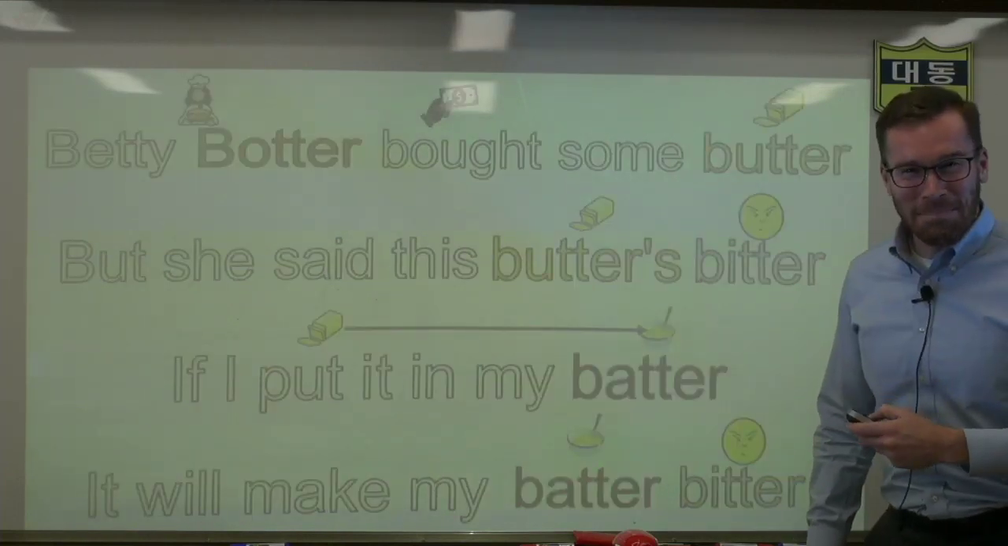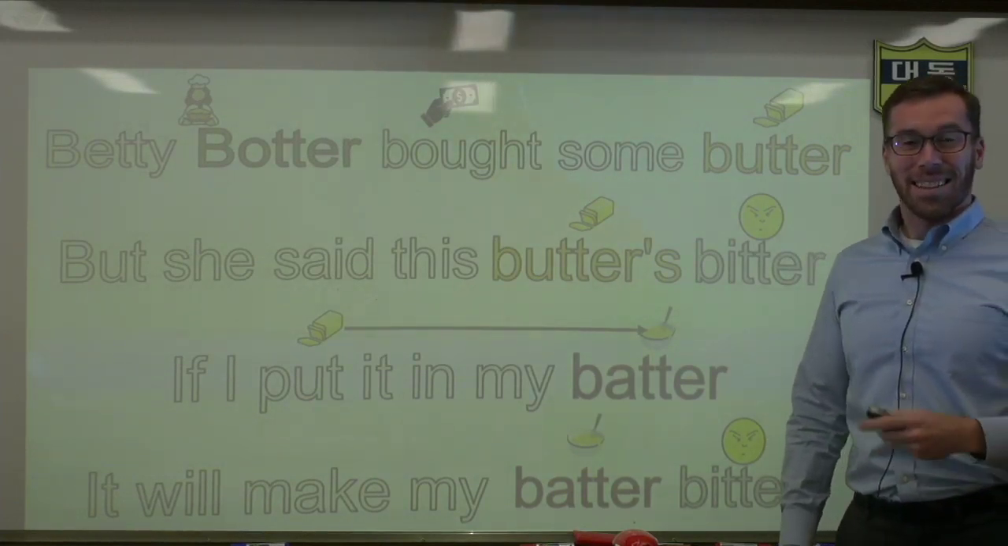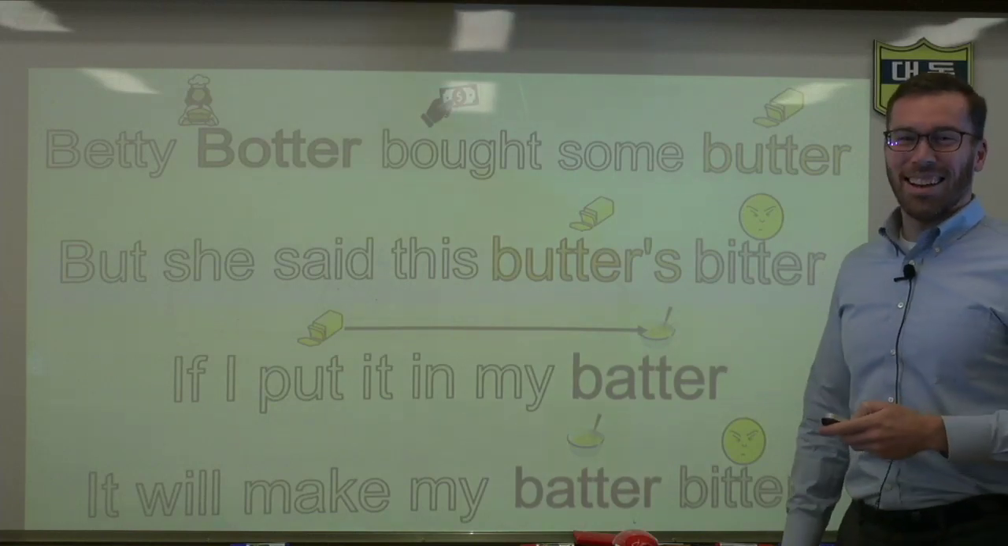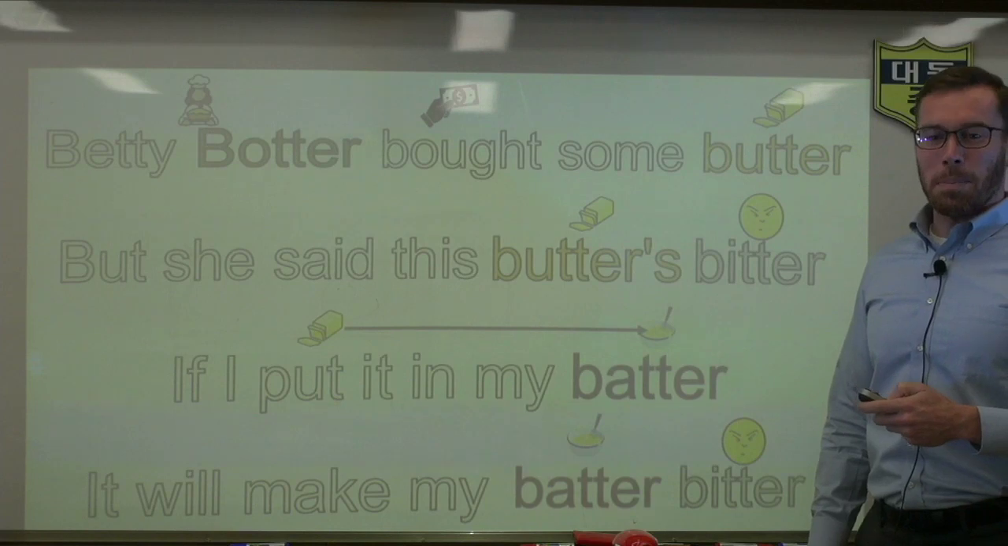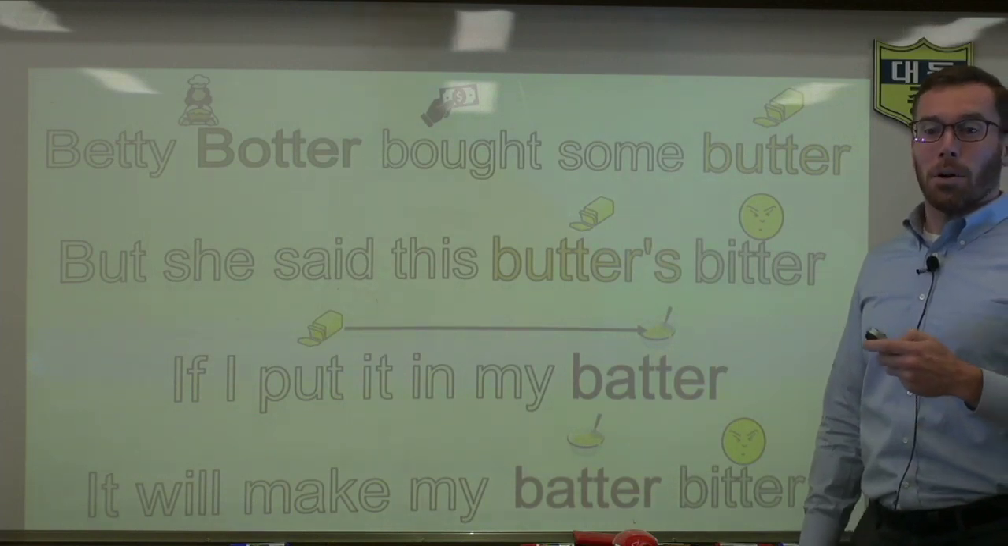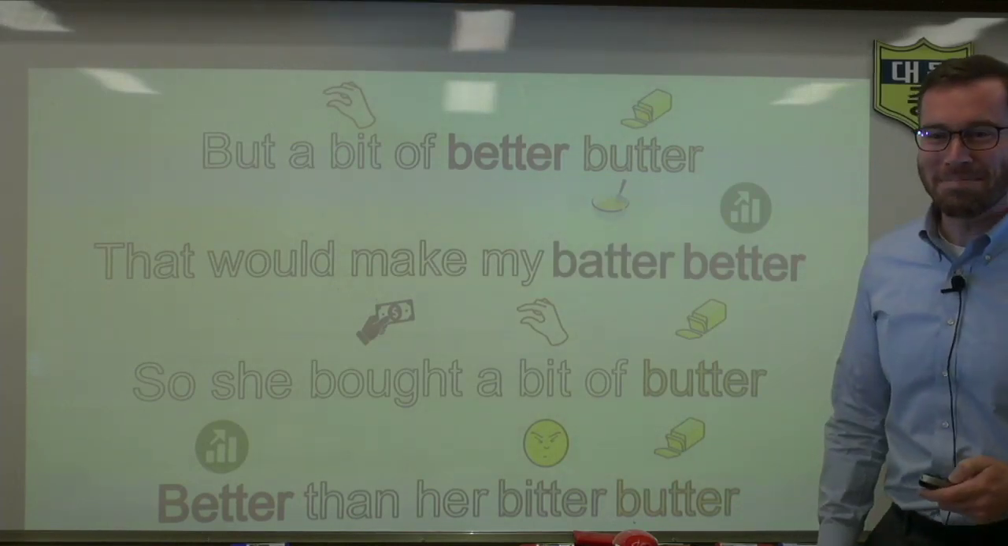One more time. As fast as you can. Let's try together. Ready? Here we go. Betty Botter bought some butter, but she said this butter's bitter. If I put it in my batter, it will make my batter bitter. But a bit of better butter, that will make my batter better. So she bought a bit of butter better than her bitter butter.